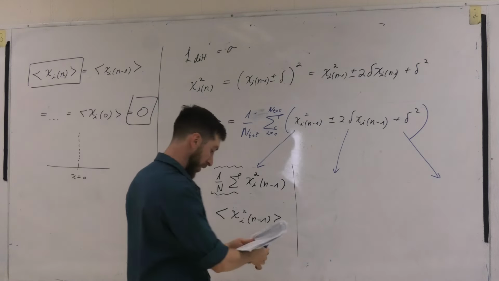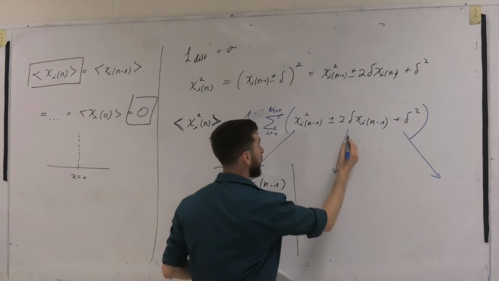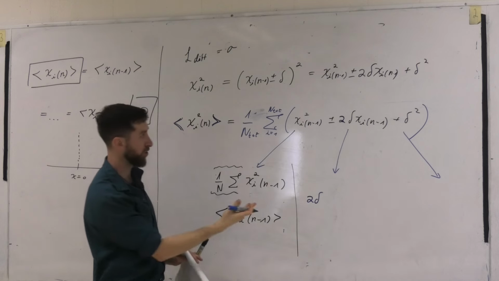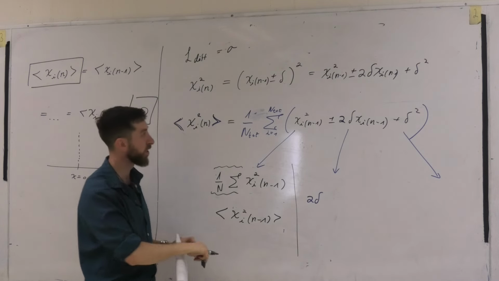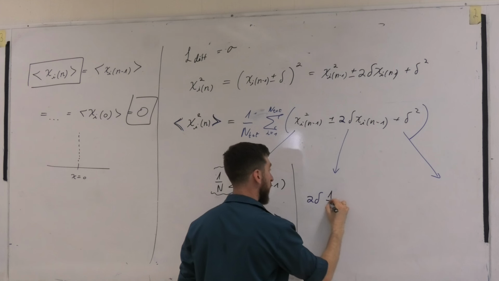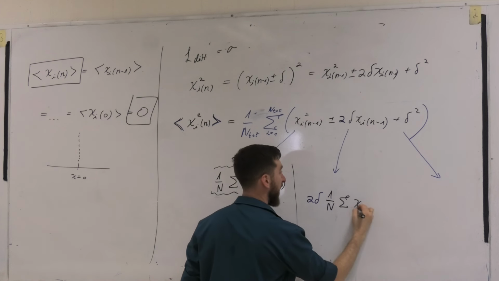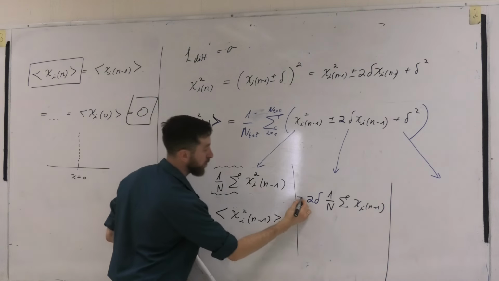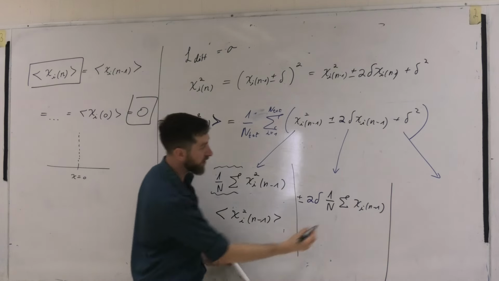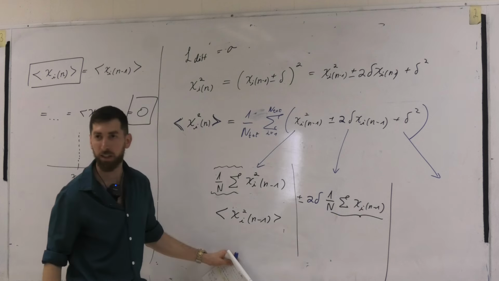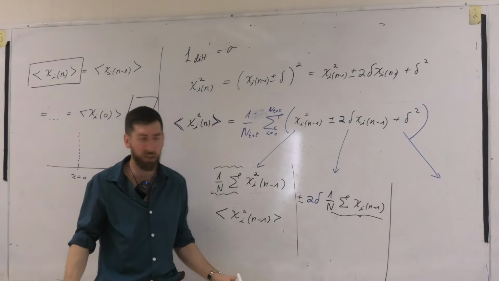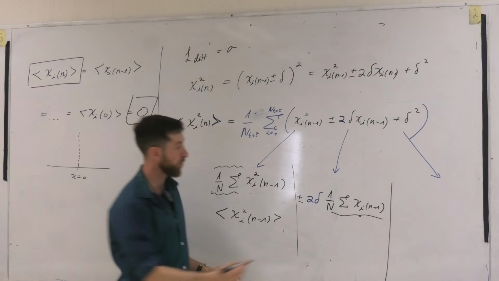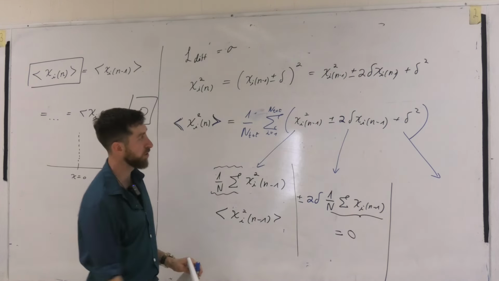Great. Let's go here. So this one, 2 delta, I can pull outside of the average. It's a constant, right? So 2 delta, 1 over n, sigma xi n minus 1. Okay? And plus minus. What do we see here? What is this? This is the average, right? I don't care about what time it is, because the average always is 0. So this one is canceling out.